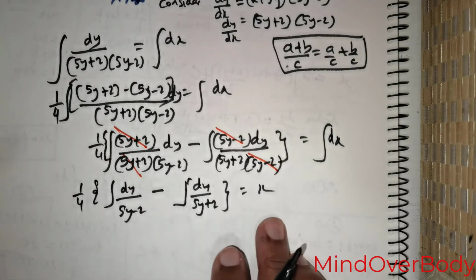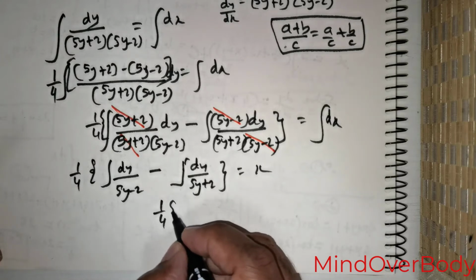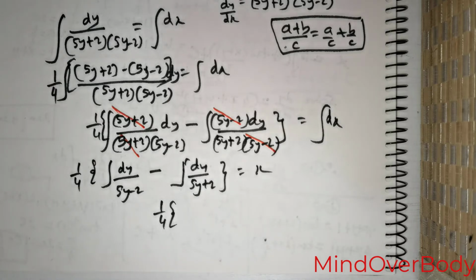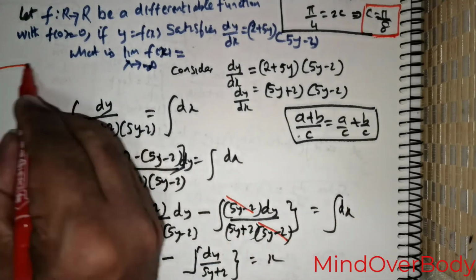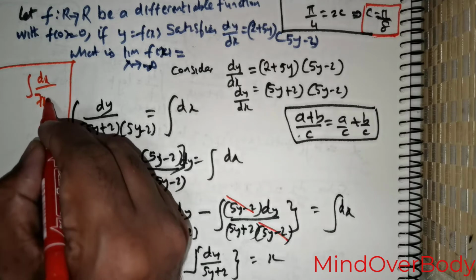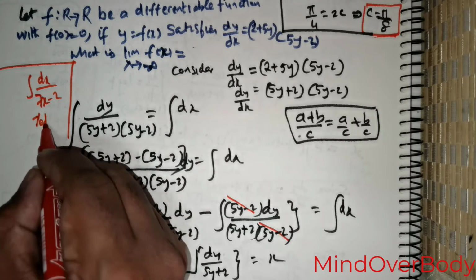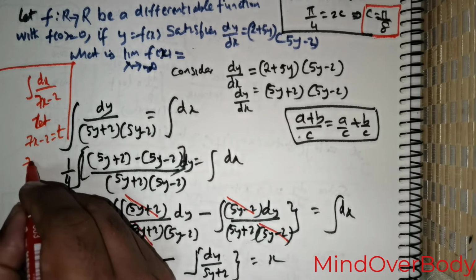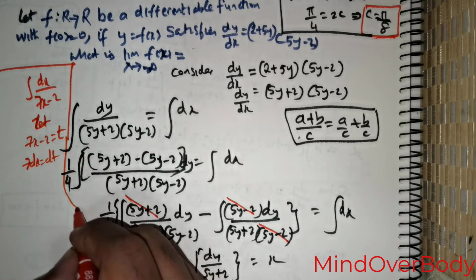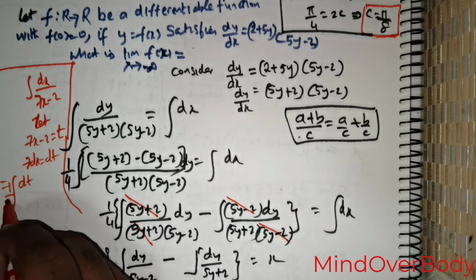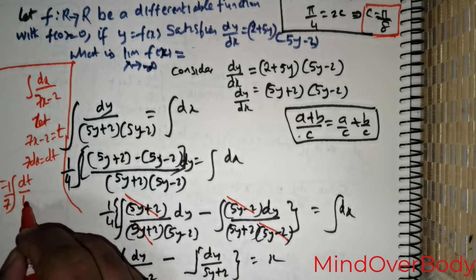Now what is this? This is going to be integral dy over 5y negative 2. This is going to be my log, right? Now let me show you what happens if you have a quantity like this. Say integral dx divided by some 7x minus 2. You will say let 7x minus 2 be equal to some t. This is going to be 7 times dx is equal to dt. So if you have to substitute in place of dx, you have to substitute dt over 7 divided by t.